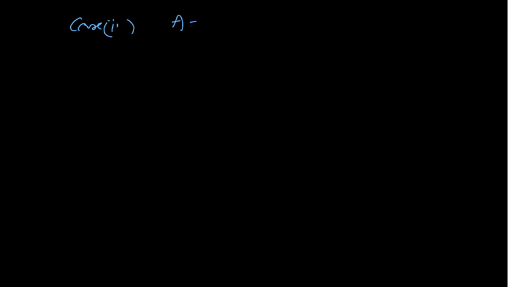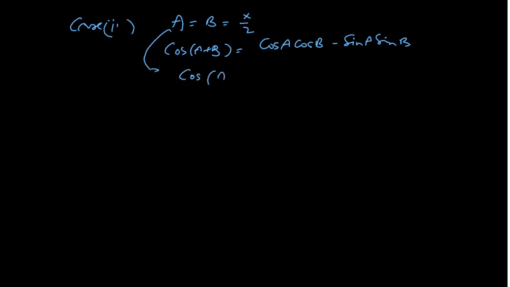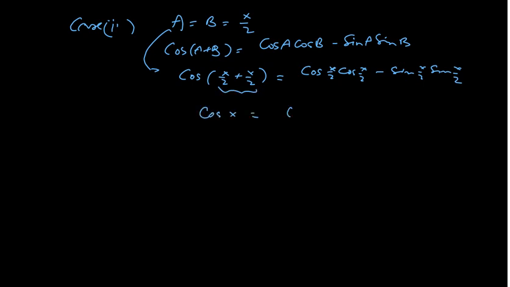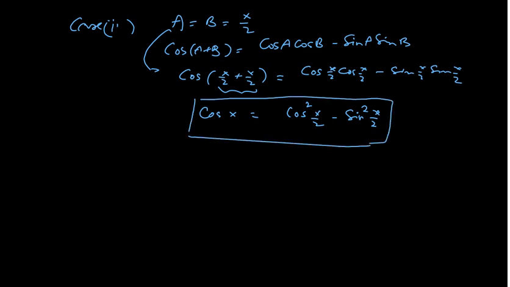Let A equal B equal x by 2. Then you have cos A plus B, the formula where we will be substituting the A and B values: cos A cos B minus sine A sine B. So when you substitute this, A is x by 2, B is x by 2, you get cos x by 2 cos x by 2 minus sine x by 2 sine x by 2. So when you add the angles, you get x, which is cos x equal to cos squared x by 2 minus sine squared x by 2. Yeah, this is minus here, right?